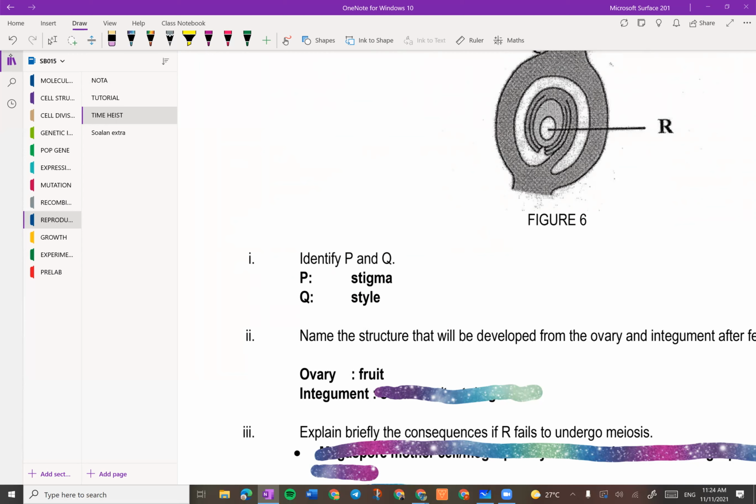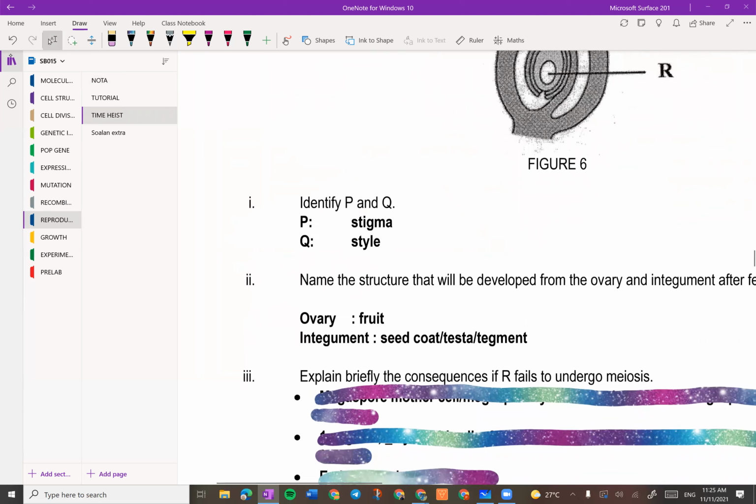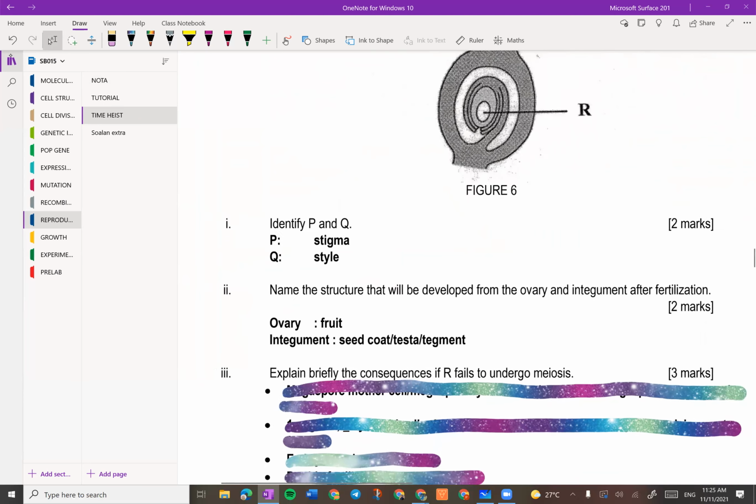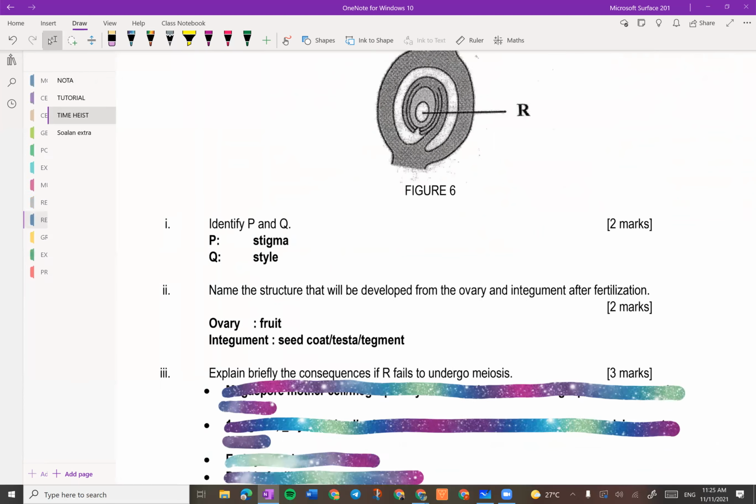Tak dengar, tapi betul kot. The seed coat. Okay, the seed coat. Because it encapsulated the embryo sac yang akan jadi seed, so dia adalah the seed coat lah. Okay, the one that protects the seed. Boleh? Make sense? Atau nama lain dia testa, tegment, boleh lah, tak ada masalah pun. Okay. So this one is quite good.